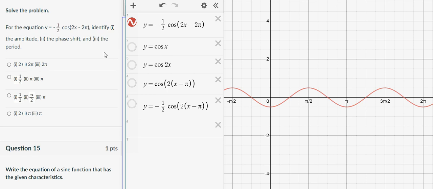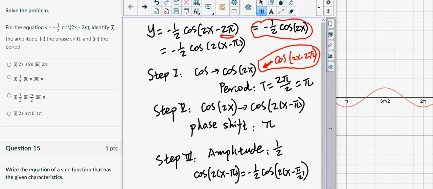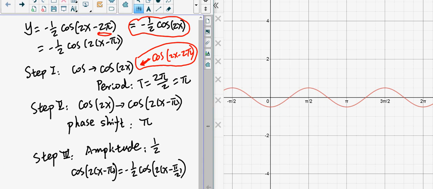Then you can identify why the amplitude here is 1/2. The phase shift is some number I'll tell you in a minute, and then the period. Remember, this is eventually the picture we will get. Again, it will take those standard steps for us to get the picture.